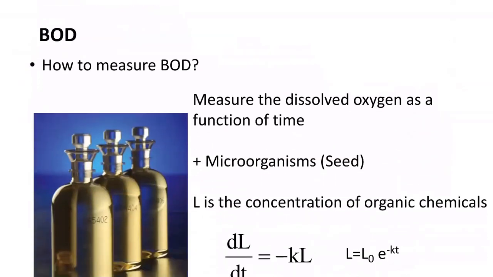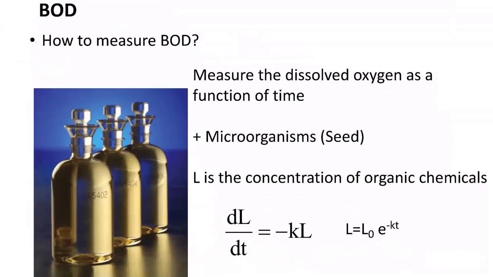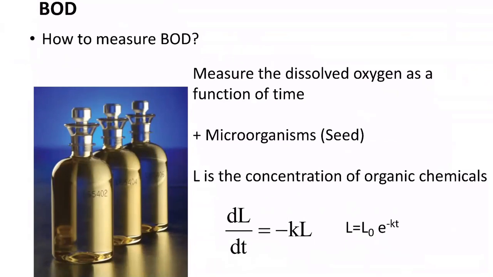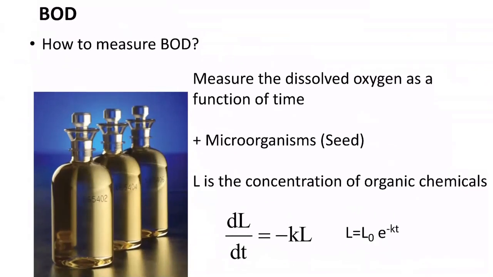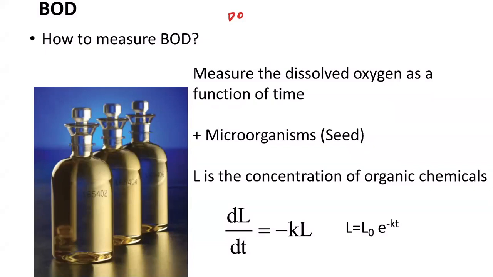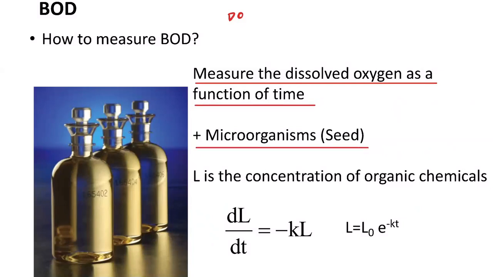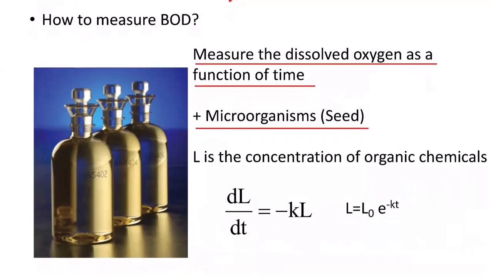So now, how do we measure the BOD, right? A simple way, as I introduced earlier, is just to measure the dissolved oxygen concentration, the DO, right, before and after we add in these microorganisms, right? So basically, we measure the dissolved oxygen as a function of time, right? We also add the microorganisms into the bottle, right, so that they can consume the organic matter inside.